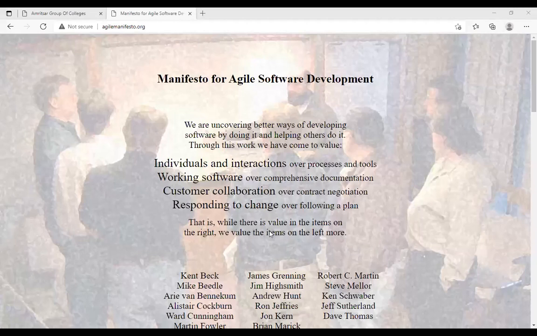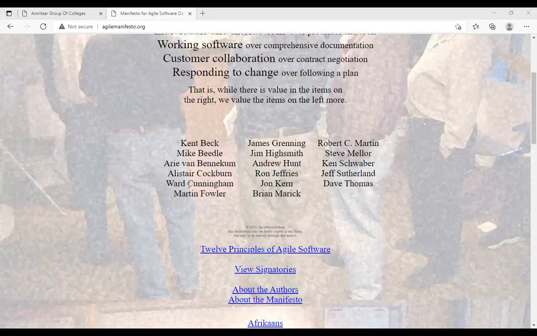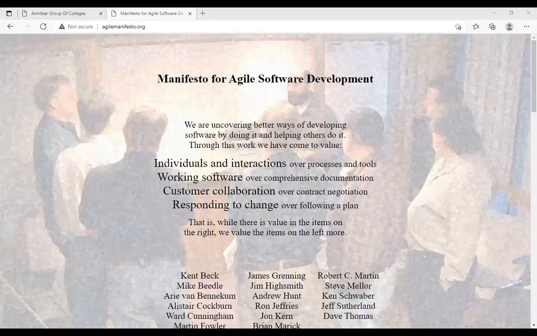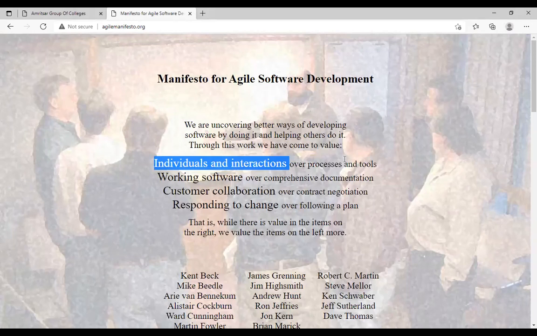As I have told you, there is a site, agilemanifesto.org. There are 4 values and 12 principles that have been defined. Firstly, the 4 values are individuals and interactions over processes and tools. Agile methodology emphasizes individuals. That means it is more important that people converse with each other rather than we must focus on what the process is and what the tools are.